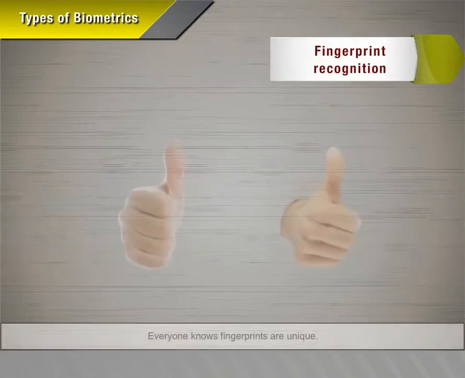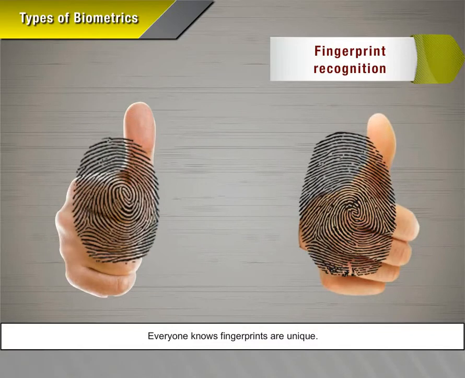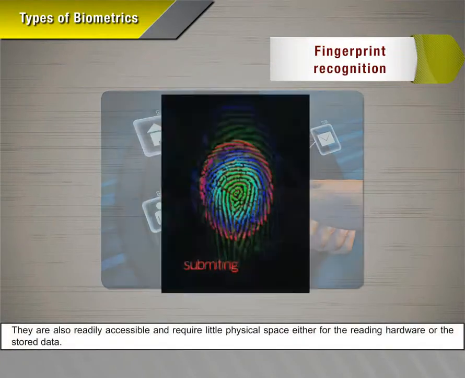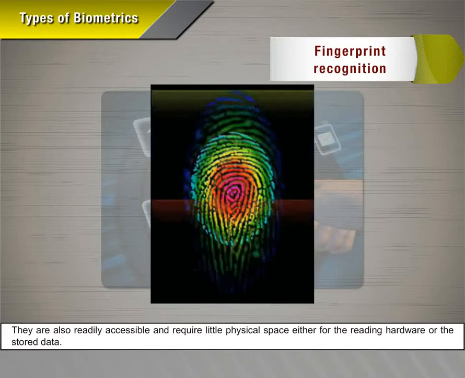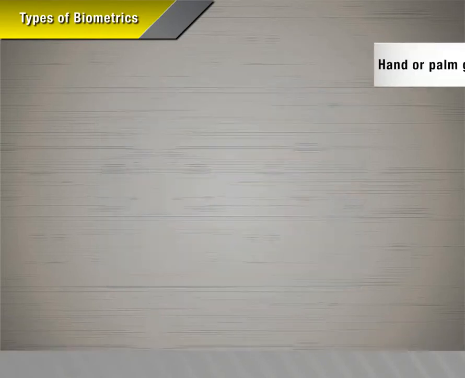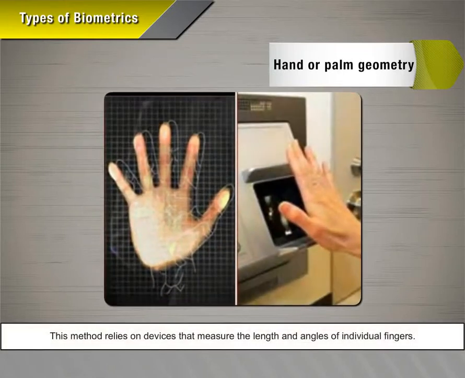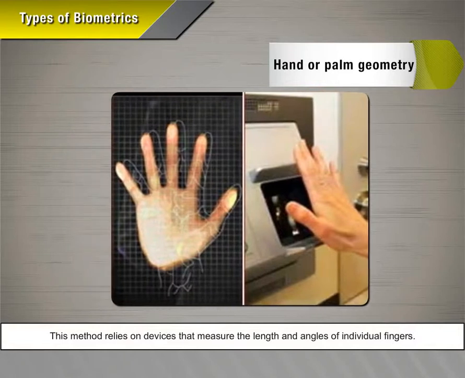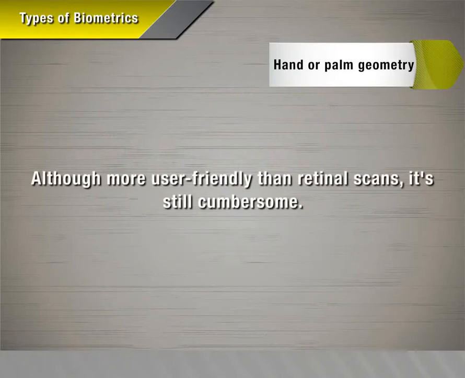Fingerprint recognition. Everyone knows fingerprints are unique. They are also readily accessible and require little physical space either for the reading hardware or the stored data. Hand or palm geometry. Many used to fingerprints but think of an entire hand as an individual identifier. This method relies on devices that measure the length and angles of individual fingers. Although more user-friendly than retinal scans, it is still cumbersome.